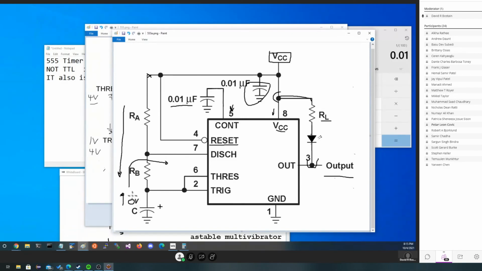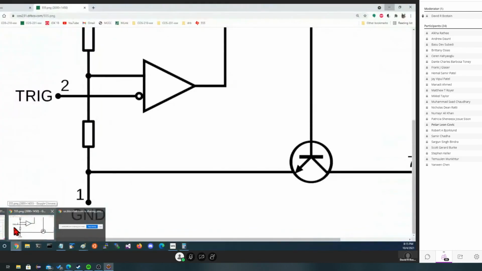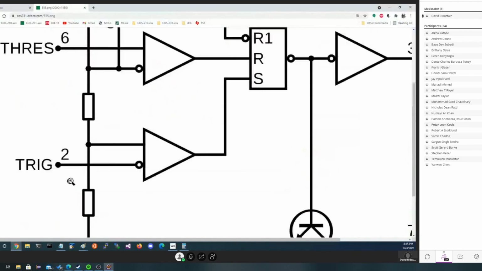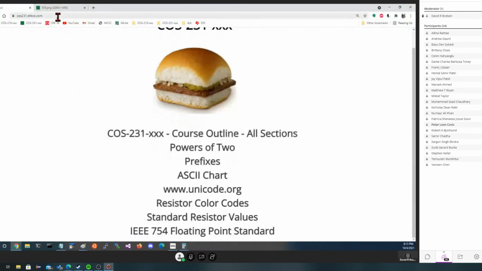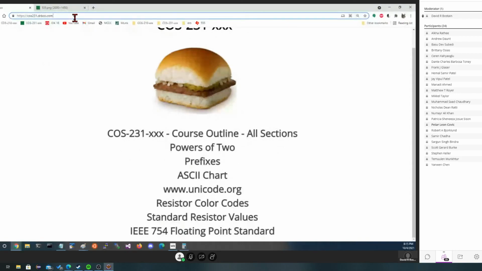Now you might say, let me go back to the data sheet, which was here. No, it was here. No, it was neither of those. I think it was online. Yes.